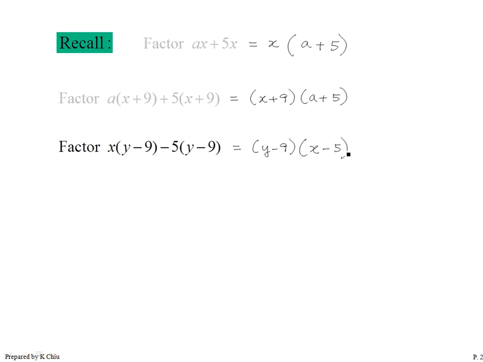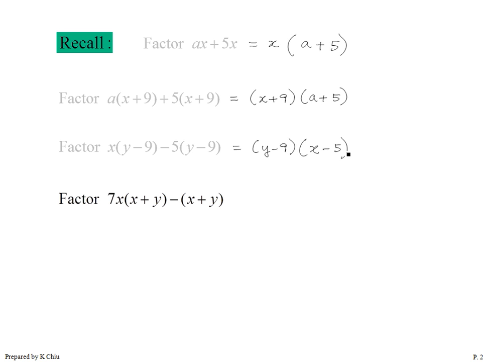Instead of the common factor x, this time we have a parenthesis, y minus 9, as the common factor. For this one, how many terms do we have? 2 terms separated by this minus. This is one whole term, 7x times something. So it's together. And for this one, we have another term.